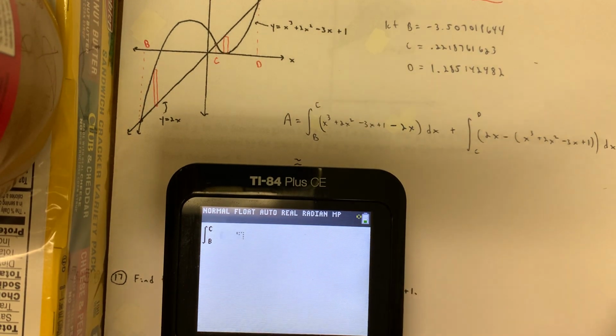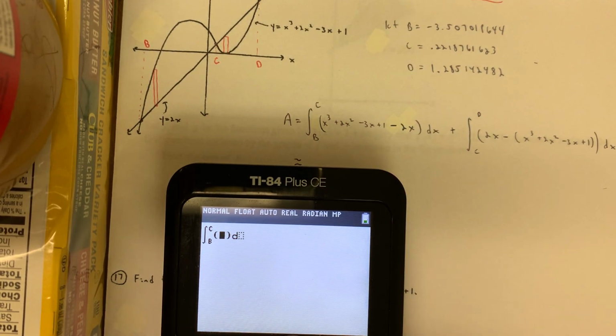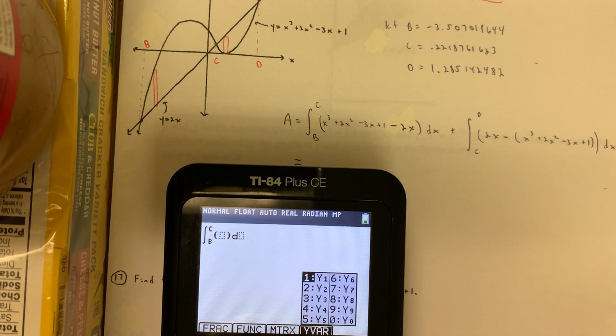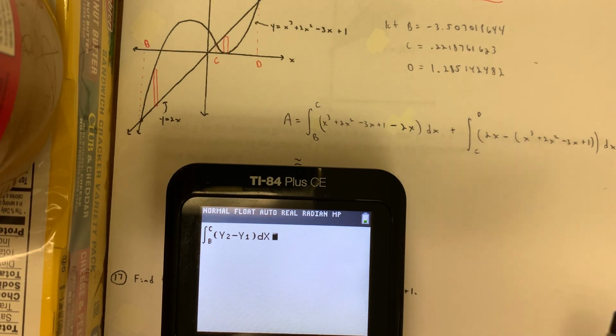Not having to write out the entire thing. And here it's the cubic minus the linear. That's Y2 minus Y1, little alpha with Y2 minus little alpha with Y1, with respect to X. And then you can just put the plus sign. Why don't you actually hit the plus sign, Berto?